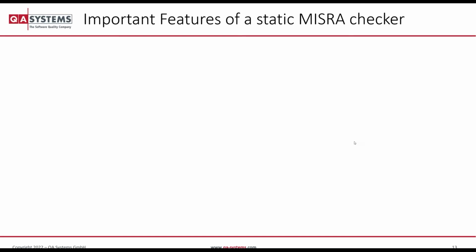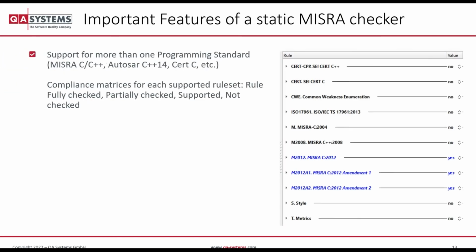So what is important if you look for coding standard checkers? What kind of features are helpful? First of all, it should support more than one coding standard. It should support a variety of different coding standards which are commonly used in the market. It should also have a compliance matrix for each supported rule set that gives you the ability to check very precisely what is really checked through a coding standard tool and what needs to be done manually.